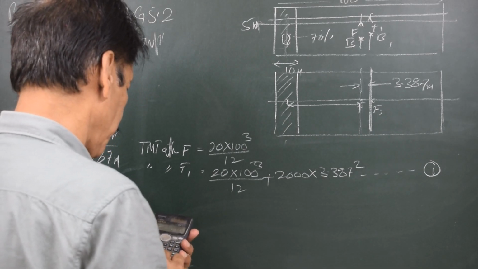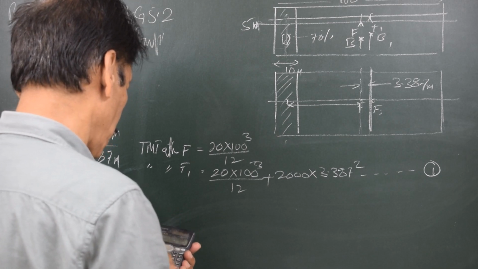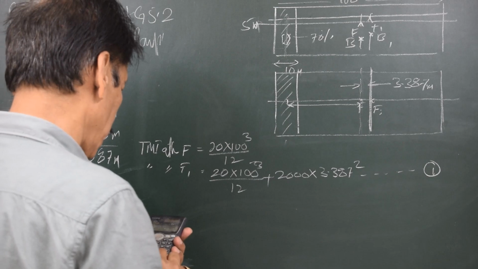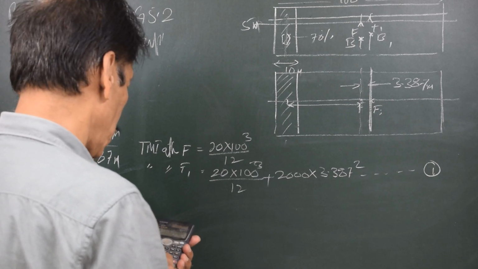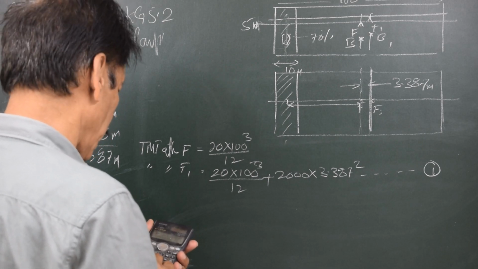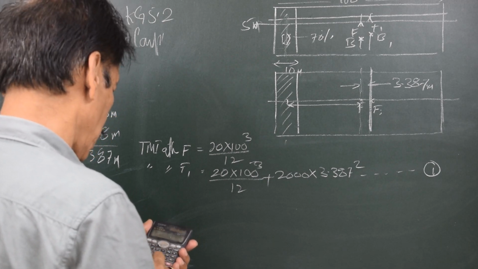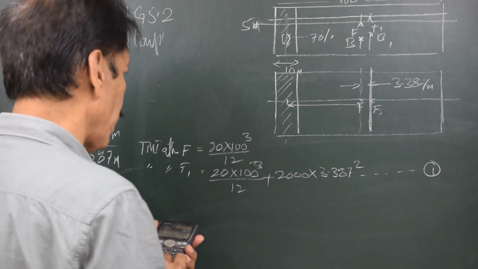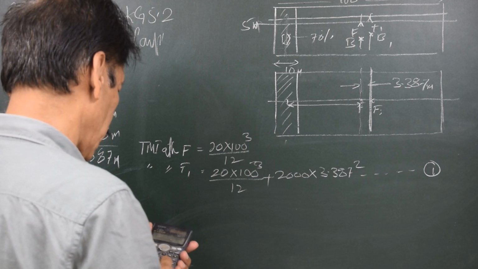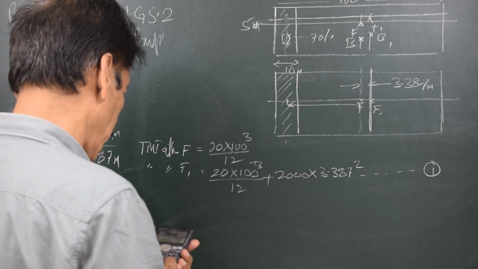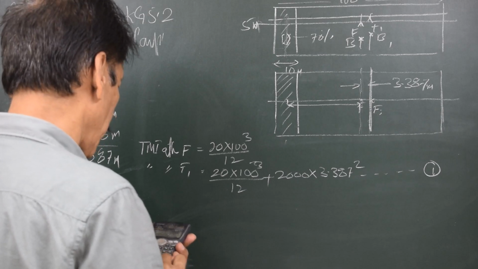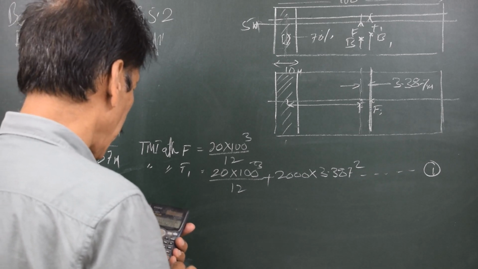100 into 100 into 100 into 20 equals, divide by 12 equals, plus in the bracket 2000 into 3.387 into 3.387, bracket closes. I get a figure 1689.